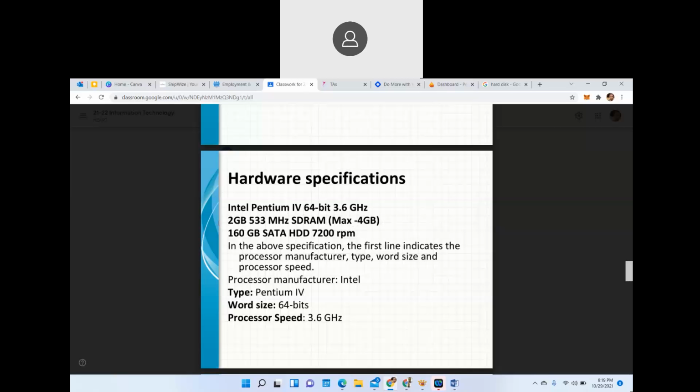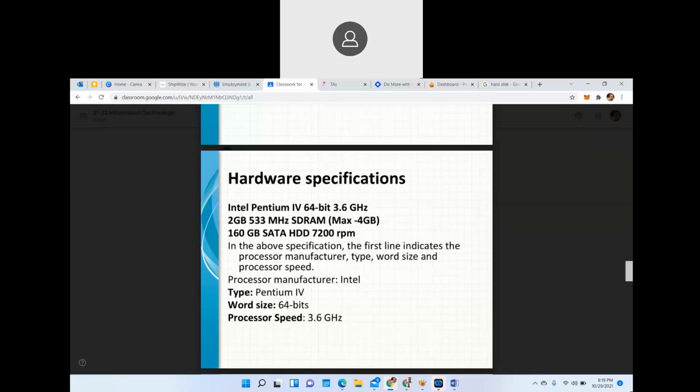This says what? 2 gigabytes. I don't know, the RAM, sir. Trust me, it's talking about RAM. Look, if you look at the entire line, don't just look at the first part, read the whole line. What does the line say? 2 GB, 533 MHz, SD RAM.